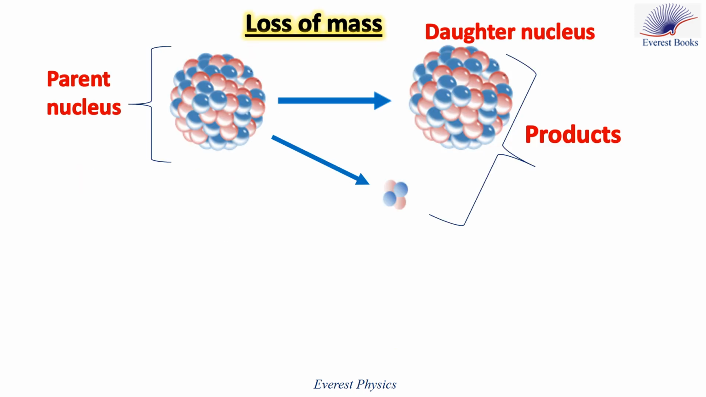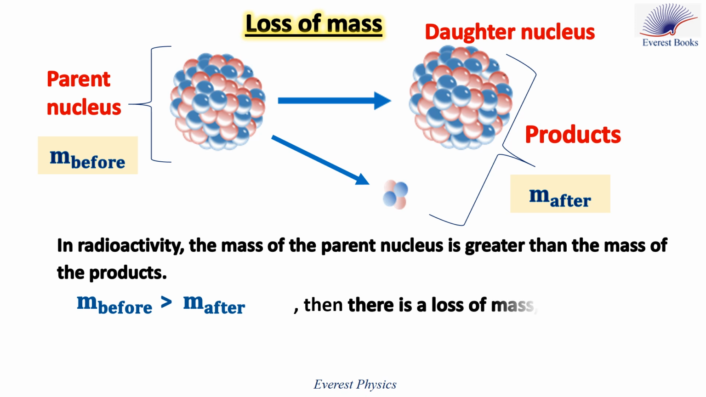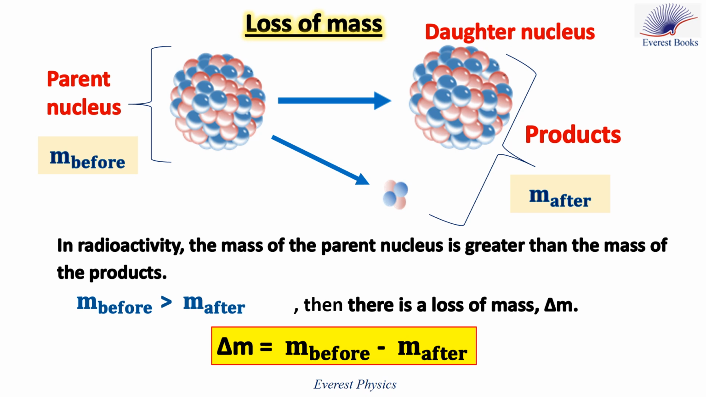The figure shows the parent nucleus, the daughter nucleus, and the emitted radiation. In radioactivity, the mass of the parent nucleus is greater than the mass of the products, so that M before is greater than M after. Then there is a loss of mass called delta M, so that delta M equals M before minus M after.